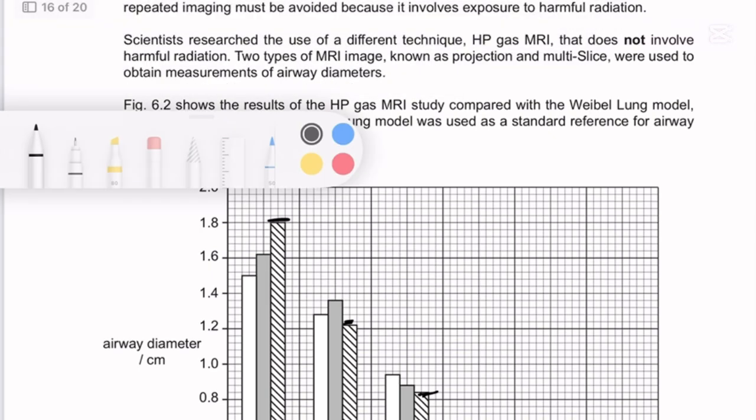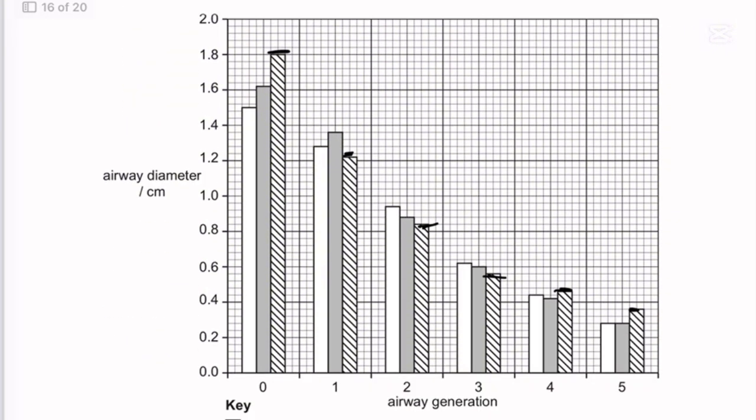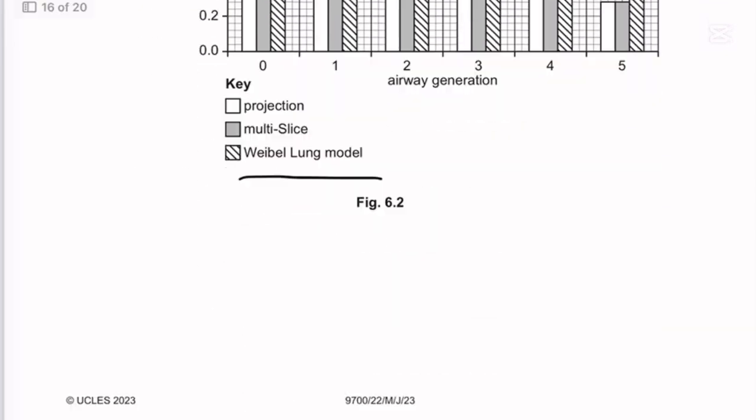Now, you can see the difference between the two types of MRI known as projection and multi-slice. Basically HP gas MRI in general, they are different in results. However, I think that they're very close in diameter. The difference is not that huge. Here it's for example 1.8. The difference for the projection and for this one is much less. However, I think that each time it's different. I think they could be useful alternatives. The difference is not that big. Maybe we could try to use the average between the two.